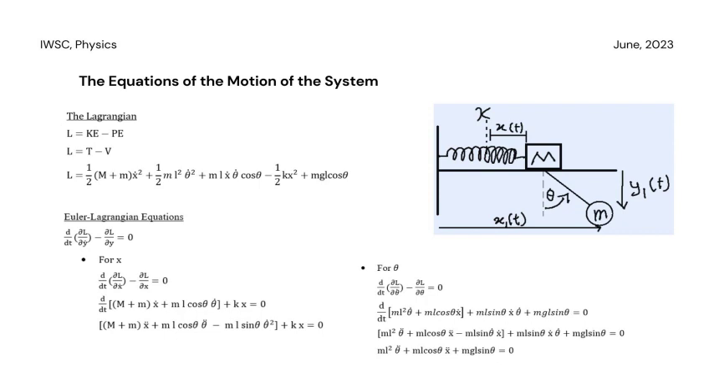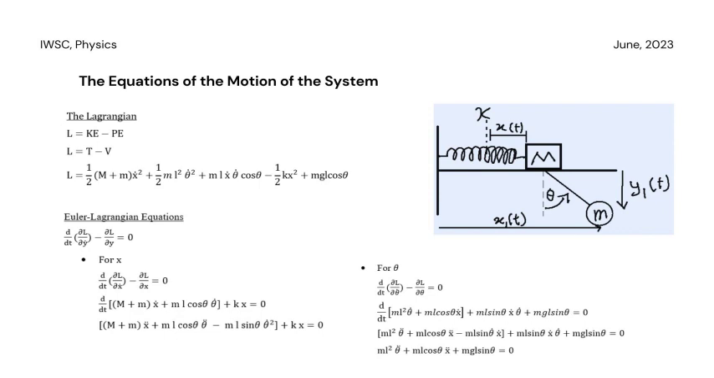Then, d/dt of (m plus m) times x dot plus m L cos theta theta dot, plus k x equals 0, and then (m plus m) times x double dot plus m L cos theta theta double dot minus m L sin theta theta dot squared plus k x equals 0.